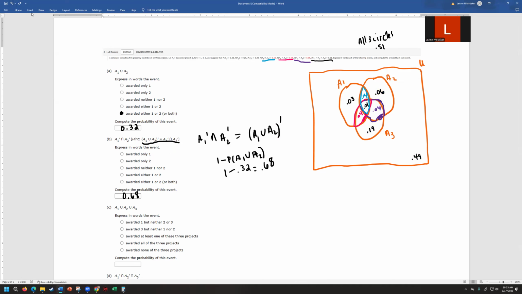Okay, so let's look at my next one, part C. We're unioning all the circles. Okay, so we already did that. That was when we added all the circles together. So the union of all three. Oh, I forgot to put the choice on this one. Sorry. Let's go back to part B for a second.